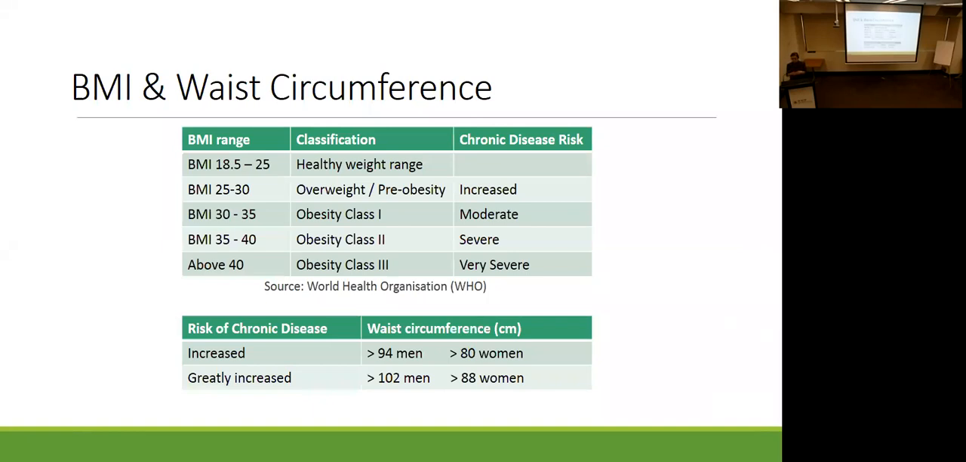What's a better indicator of chronic disease risk is actually waist circumference. So greater than 94 centimetres for men and greater than 80 for women indicates increased risk, and it's greatly increased for men if it's greater than 102 centimetres and for women if it's greater than 88 centimetres.